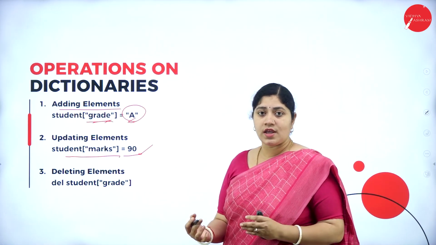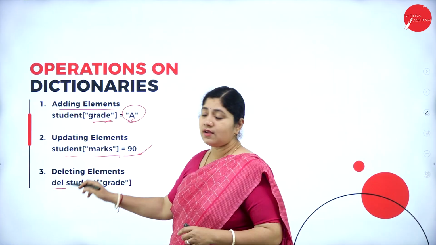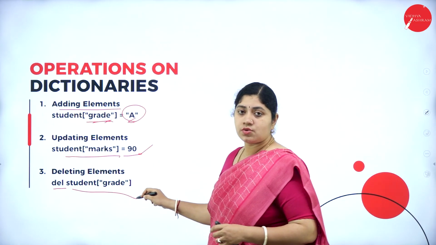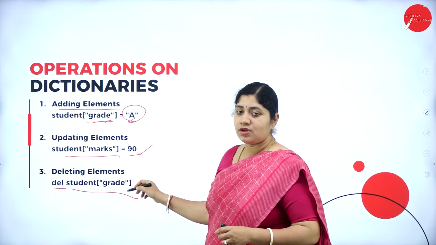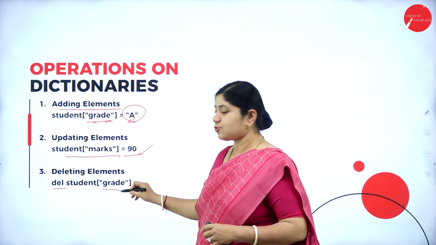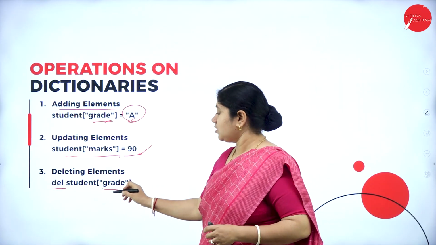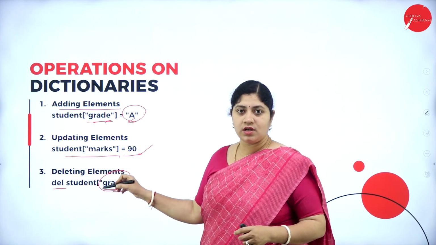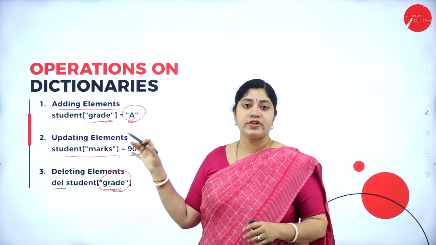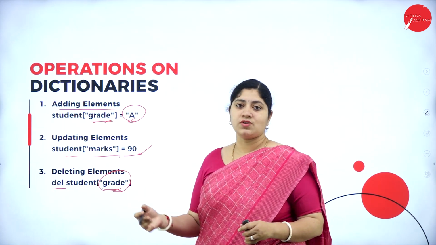If I want to delete any of the elements, yes, I have to use del followed by student of gender. So this is a small example which gives us a key as well as a value. Thus, we can delete that criteria, that is the key grade, from our dictionary. So this is how we can go with various operations.